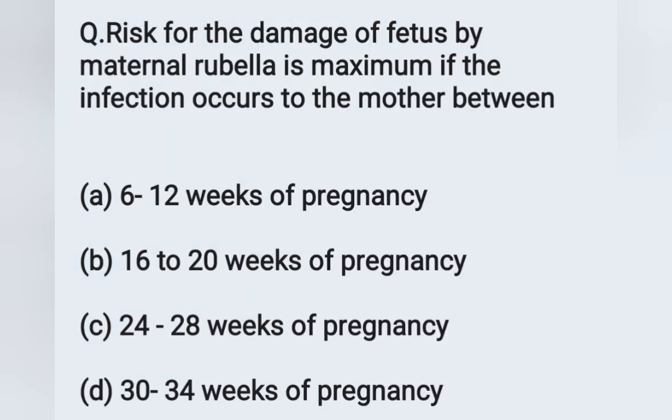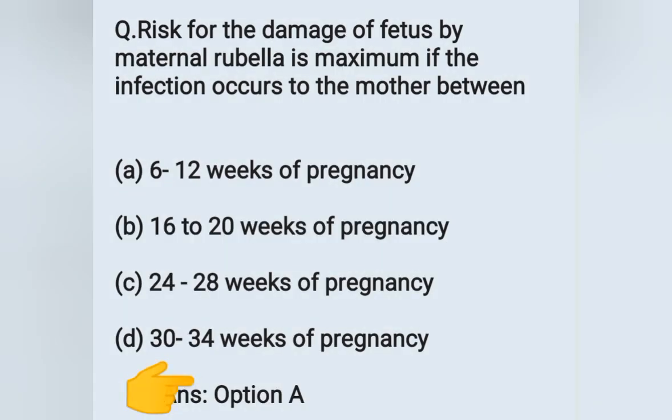Risk for the damage of fetus by maternal rubella is maximum if the infection occurs to the mother between, options. Option A, 6 to 12 weeks of pregnancy. Option B, 16 to 20 weeks of pregnancy. Option C, 24 to 28th week of pregnancy. Option D, 30 to 34 weeks of pregnancy. The risk for damage of fetus by maternal rubella is maximum during the first trimester of pregnancy. Okay, first trimester is up to 12 weeks. Here the correct answer is 6 to 12 weeks. Option A is the correct answer.